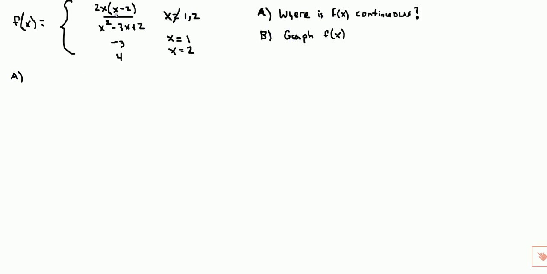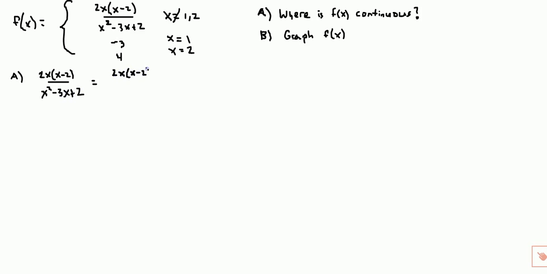Let's focus on this expression here. So we have 2x times x minus 2 over x squared minus 3x plus 2. And let's try to factor the bottom. So remember, when we factor, we want to have numbers that multiply to 2 and sum to negative 3. So negative 1 times negative 2 is positive 2, and negative 1 plus negative 2 is negative 3. So that's how we can factor the bottom.